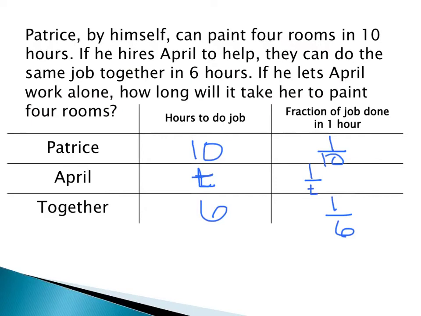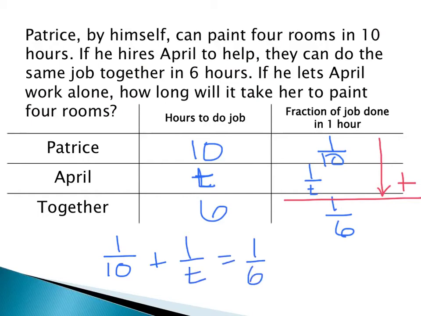Now, when we look at how much of the job we can get done, we can add it together to say that every hour Patrice does 1/10 of the job, April does 1 over T of the job, and 1/6 of the job gets done, because together they can do it in 6 hours. And this is the together part where we add that together. Let's write that down in an equation. So we get 1 over 10 plus 1 over T equals 1 over 6.